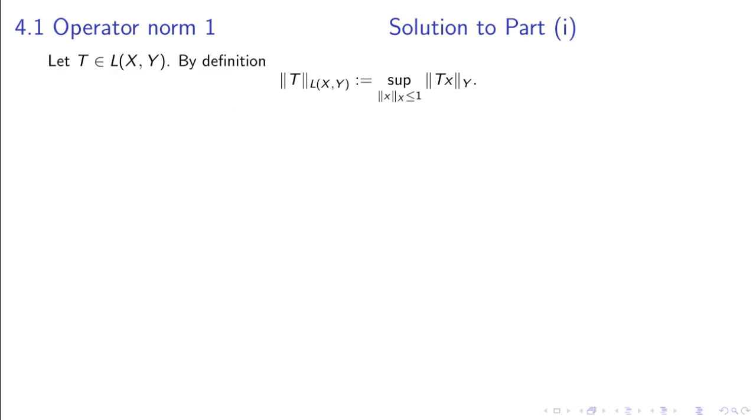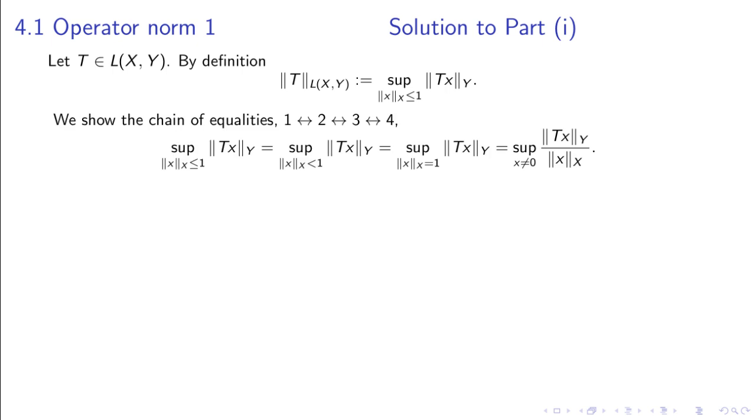Solution to part 1. We start from the definition of the operator norm. By definition, the norm of T in L(X, Y) is the supremum of ‖Tx‖_Y over all x in X with ‖x‖_X less than or equal to 1. We now show this chain of equalities.